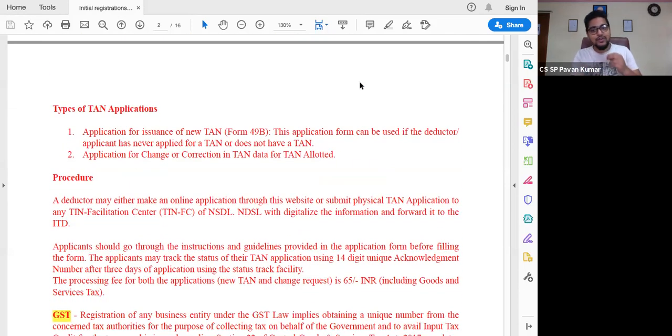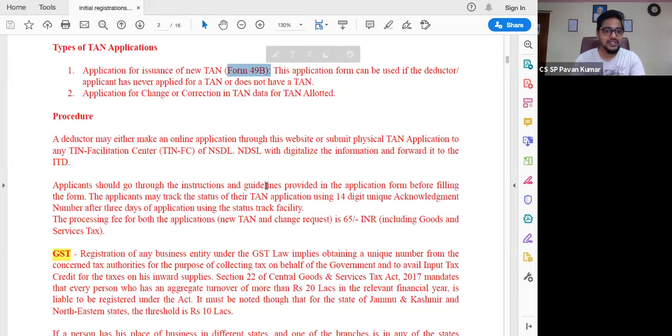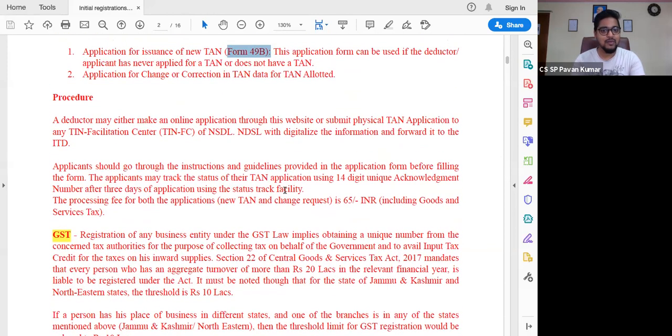So whenever we are going to make an application for the TAN number, again this application is also made through the NSDL website. So you will have to again go to the NSDL website. It is an online application form. Again, the form fees here is only 65 rupees, and you just have to fill an online form and submit it. The form name is Form 49B. See here, it's written. So Form 49B is basically for applying for a TAN number.